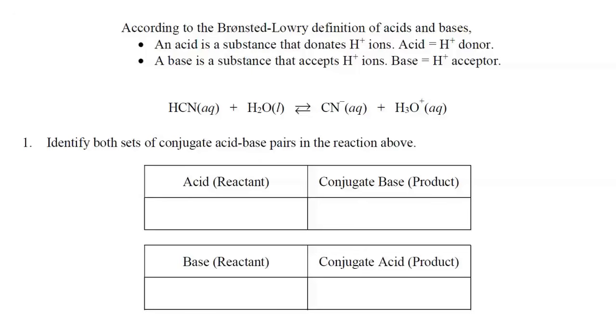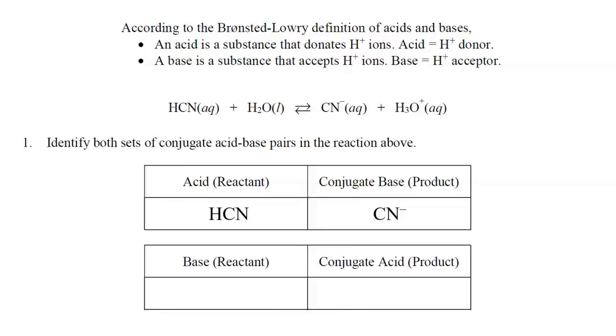So on the left, we see a molecule HCN, that's hydrocyanic acid, and on the right, we see the CN- or the cyanide ion. So since HCN lost H+, that makes it an H+ donor. So HCN behaves as an acid on the left, and its conjugate base is CN- on the right.